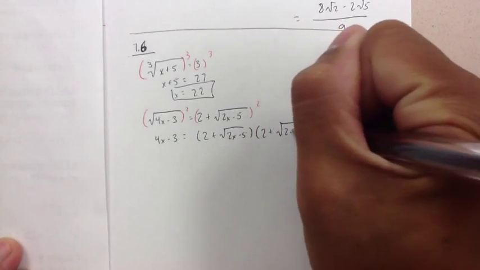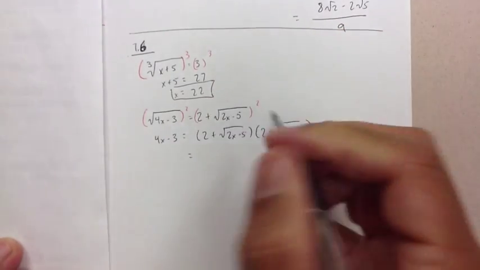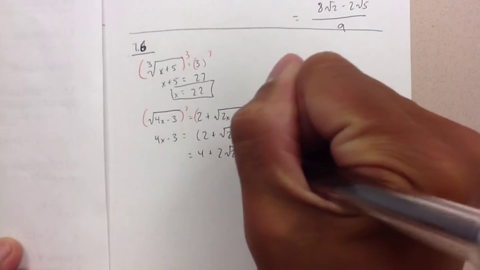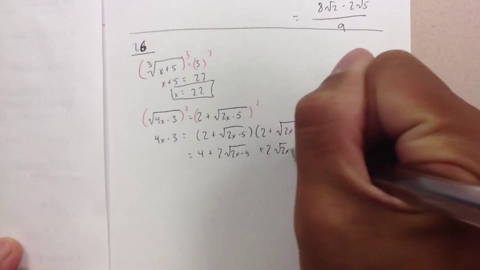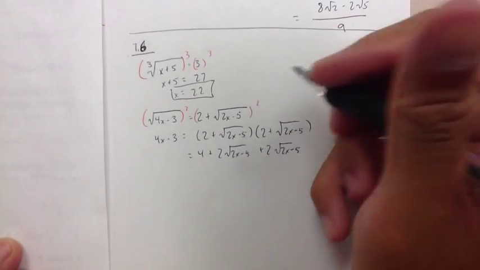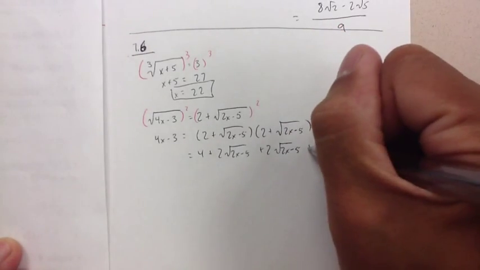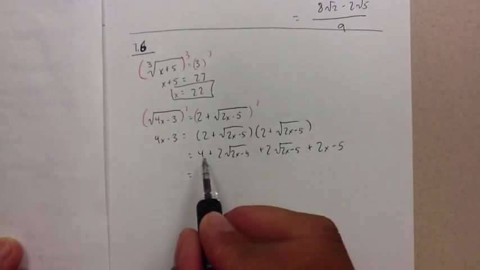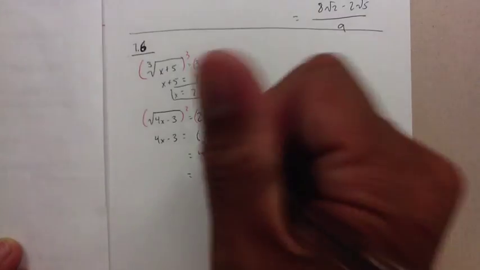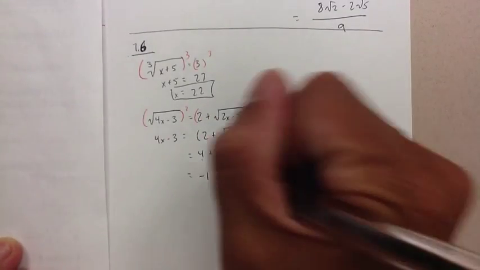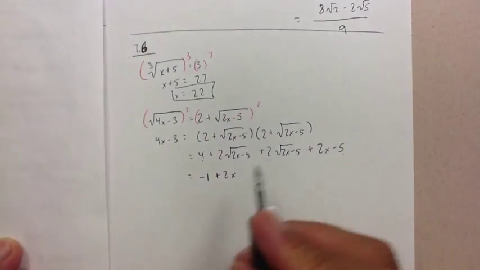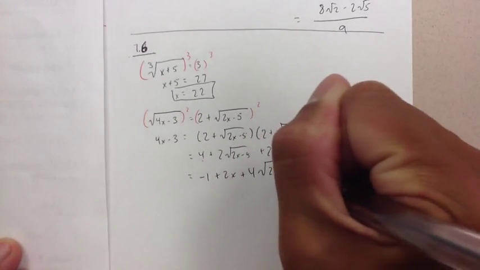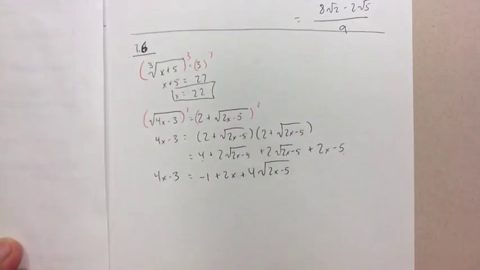And when this FOILs out, 2 times 2 is 4, plus 2 radical 2x minus 5 plus 2 radical 2x minus 5, and then radical 2x minus 5 times itself is just 2x minus 5. I'm going to combine like terms, so here's my 4 and my negative 5, that gives me a negative 1. My 2x is over here, and I also have this, which is 4 radical 2x minus 5, and I still have this 4x minus 3 over here.